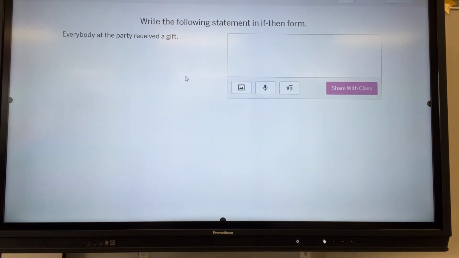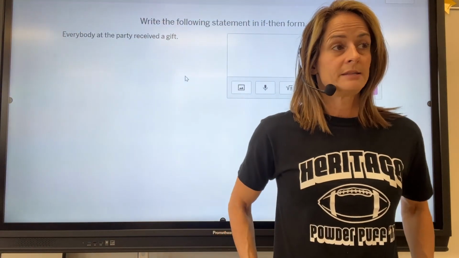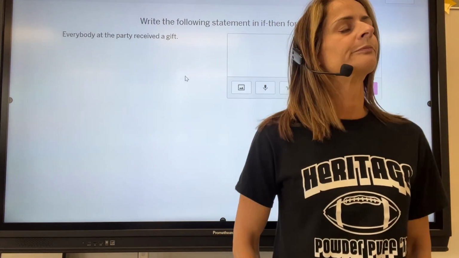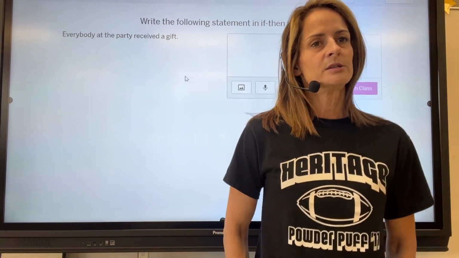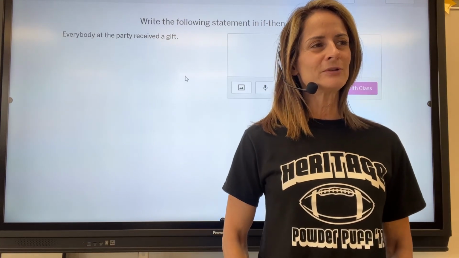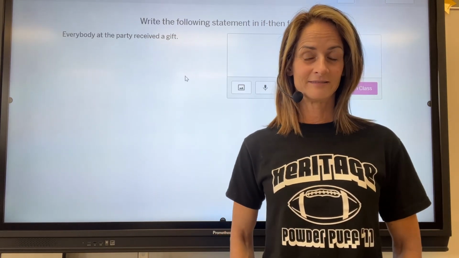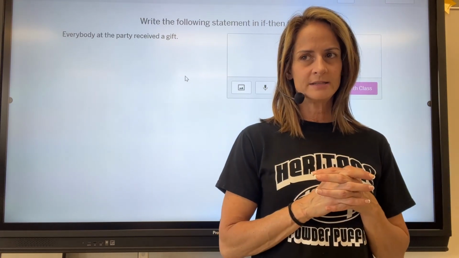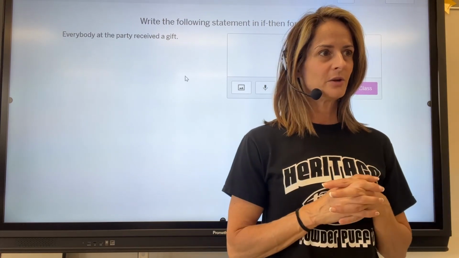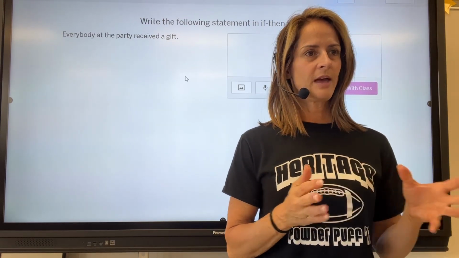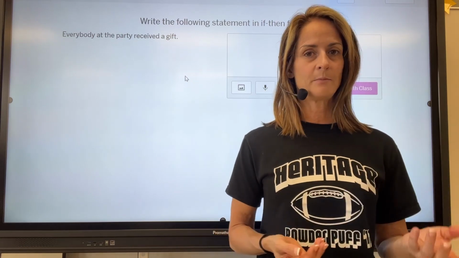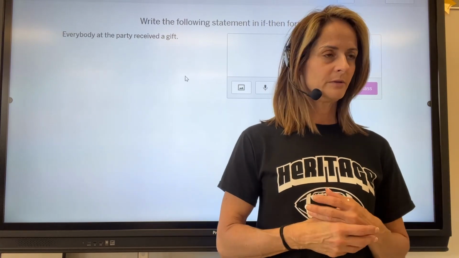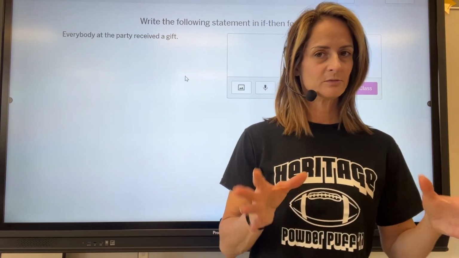Write the following in if-then form as a conditional statement. Everybody at the party received a gift. Is the party attendance first or the gift receiving first? Okay, party's first. And you can write it in a few different ways. It doesn't have to be exact. If you go to the party, then you receive a gift. Or if you attend the party, or if she attends the party, then she will receive a gift. Doesn't really exactly matter.